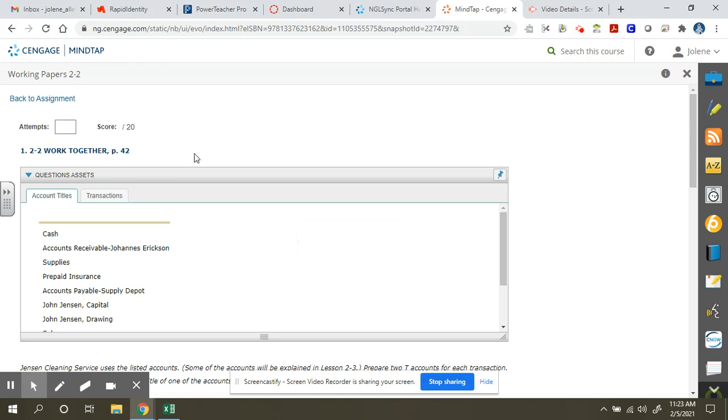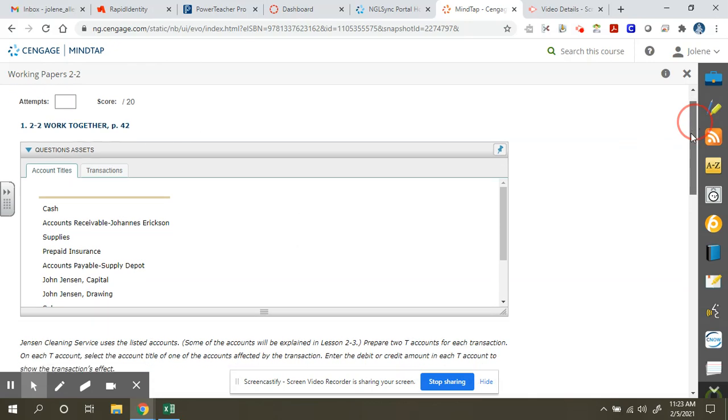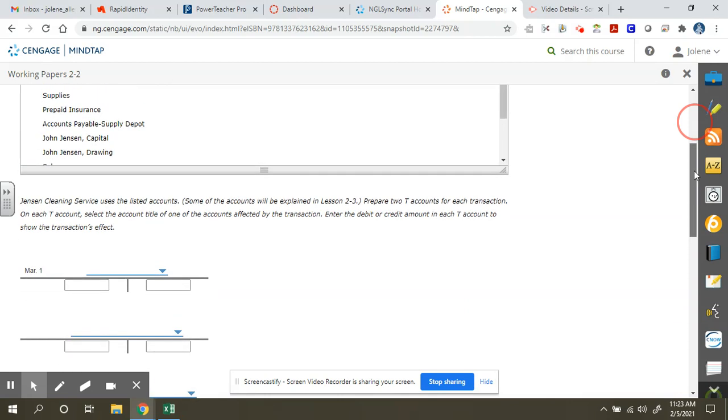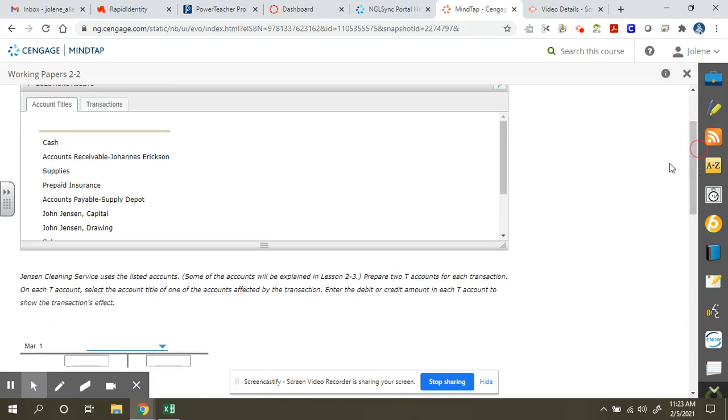All right. So in the book, it gives me my instructions as well as here on the computer. It tells me that this company, Jensen Cleaning Services, uses the listed accounts. Some of the accounts will be explained in Lesson 2-3, so we're only using some of them in this 2-2. It says prepare 2 T accounts for each transaction. On each T account, select the account title of one of the accounts affected by the transaction. Enter the debit or the credit amount in each T account to show the transaction's effect.